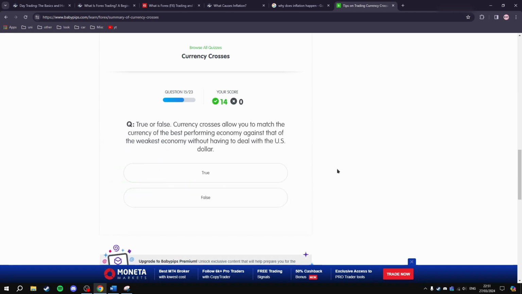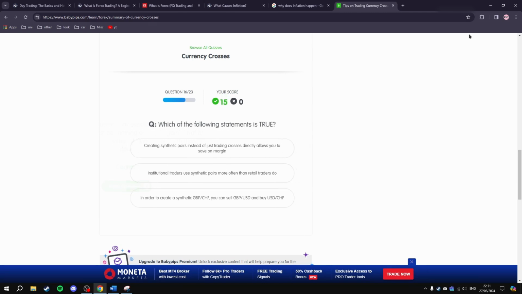True or false? Currency crosses allow you to match the currencies of the best performing economy against that of the weakest economy without having to deal with the US dollar. True. Which of the following statements is true? Creating synthetic pairs instead of just trading crosses directly allows you to save on margin. Nope. Institutional traders use synthetic pairs more often than retail traders do. Yep.